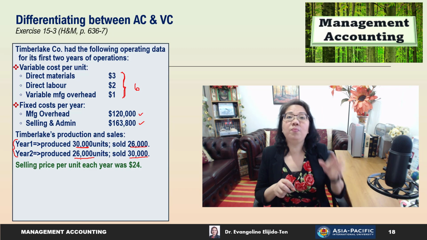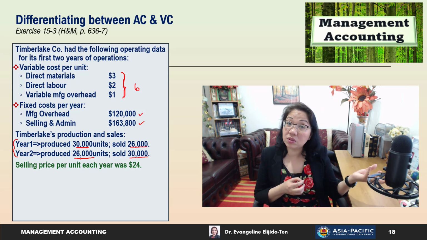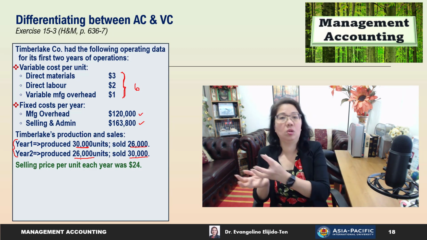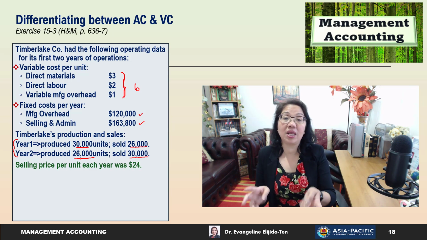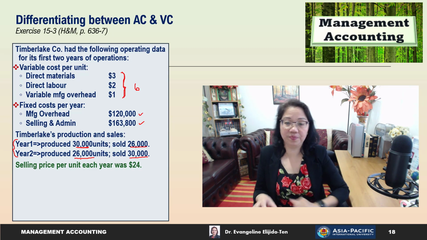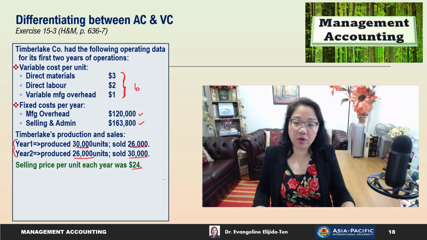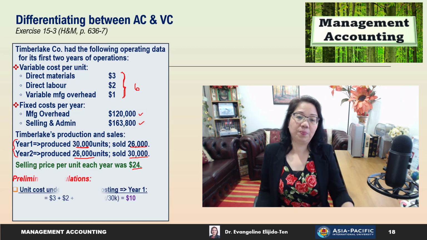So their inventory in year 1 increased. In year 2, they only produced 26,000 units, but they still have 4,000 from year 1. And so they sold all of their inventory in year 2. No inventory at the end of year 2. All right. So their selling price per unit is given at $24. Let us do some preliminary calculation.